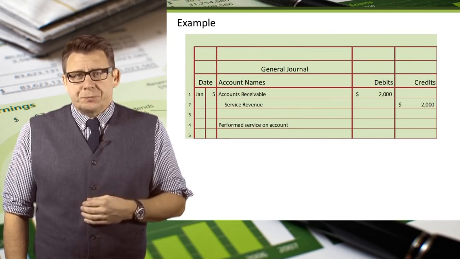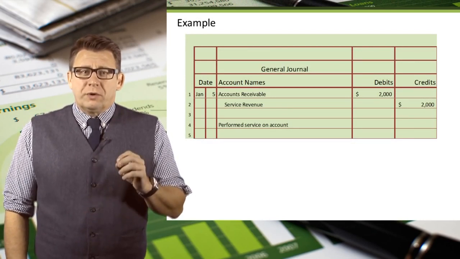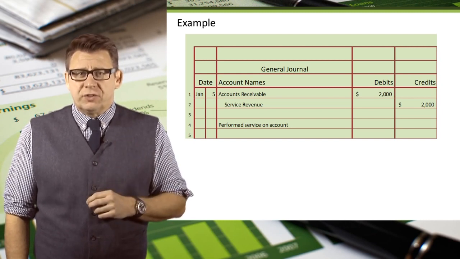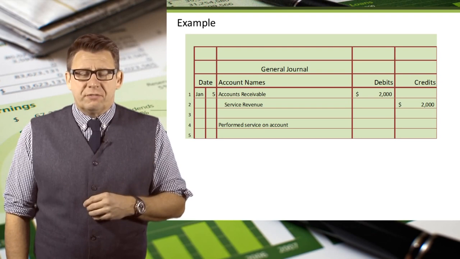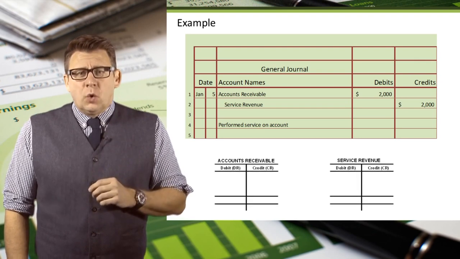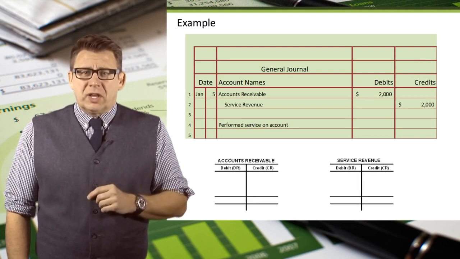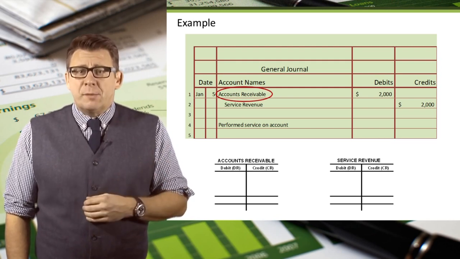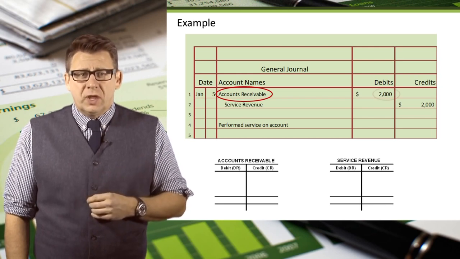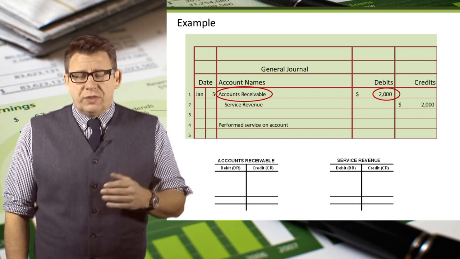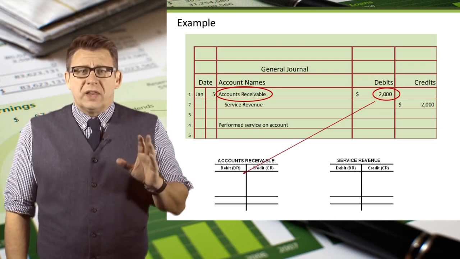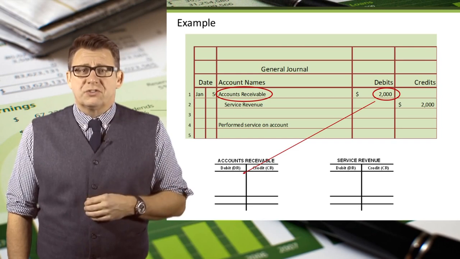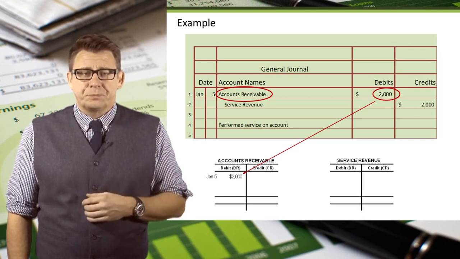Let's look at this example. We have a journal entry where we've debited accounts receivable for $2,000 and credited sales revenue for $2,000. The date is January 5th. In the ledger, we will need to find the accounts receivable account and the sales revenue account. Then identify the debit account, which is accounts receivable. The amount of the debit, $2,000. So in the ledger for accounts receivable, we will post or record $2,000 to the debit side, like this.